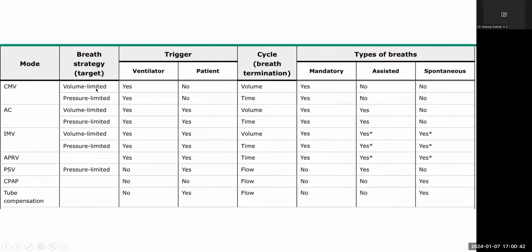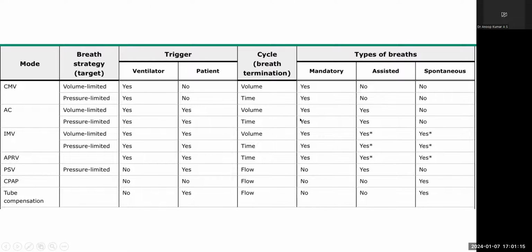In all the volume control modes, it is volume targeted. In pressure control modes, it is pressure targeted or limited. In all the control modes, it is ventilator triggered. If it is a spontaneous mode or assist control mode, it can be either ventilator or patient triggered. You can see here, it can be either ventilator or patient triggered. The cycle or the breath termination can be different in different modes, can be volume, time, etc. And the type of breaths again can be mandatory, assisted, or spontaneous in different modes.